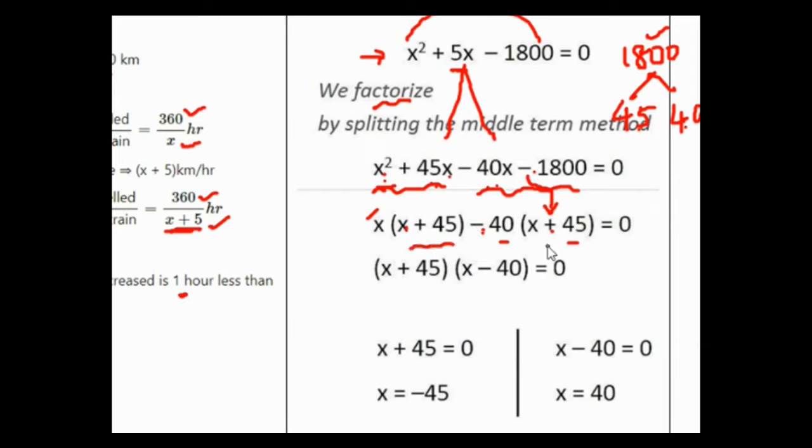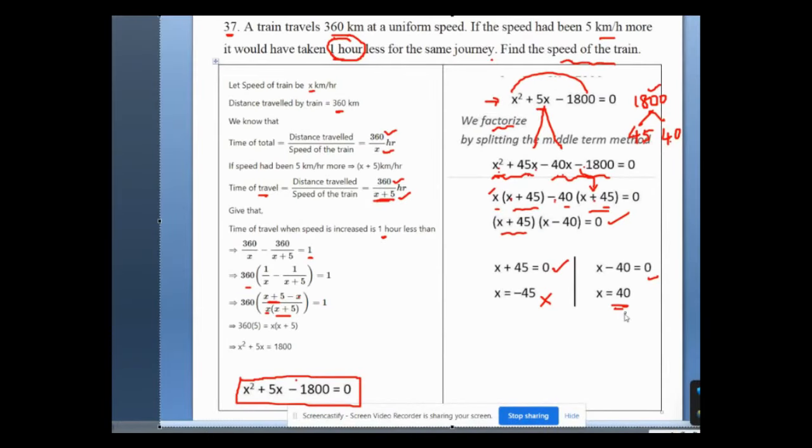In both cases, x plus 45 is common. I will take it out, and x minus 40 will be remaining. So this will be equated with 0. So x plus 45 should be equated to 0, and x minus 40 will be equated with 0. So x is equal to minus 45. Speed cannot be minus 45. So x is 40. Therefore, the speed of the train is 40 kilometers per hour.